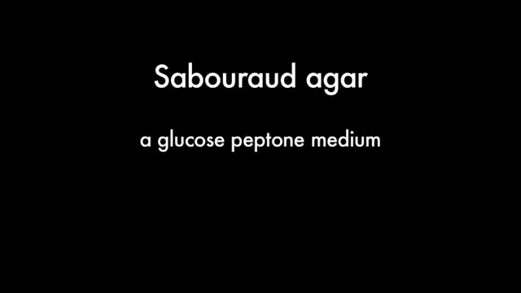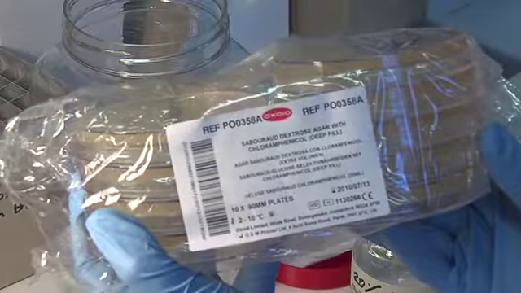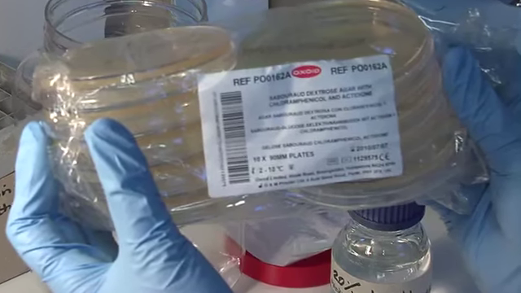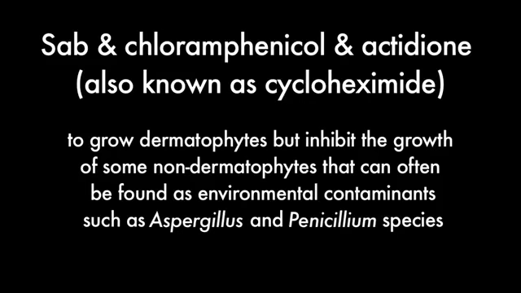Culture for dermatophytes is performed onto selective media called Sabouraud agar, which is a glucose peptone medium. Two types of Sabourauds or sab plates are available: sab plus chloramphenicol to prevent bacterial overgrowth and to grow non-dermatophyte fungi, and sab plus chloramphenicol plus actidione, which is also known as cycloheximide, to grow dermatophytes, but inhibit the growth of some non-dermatophytes that can be found as environmental contaminants, such as Aspergillus and Penicillium species.